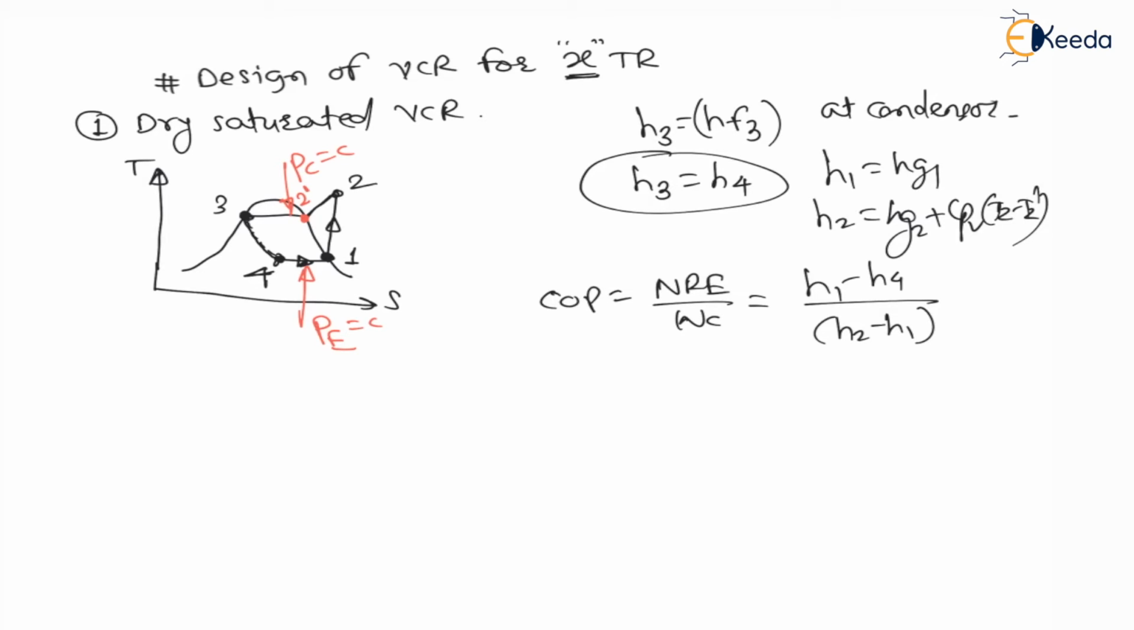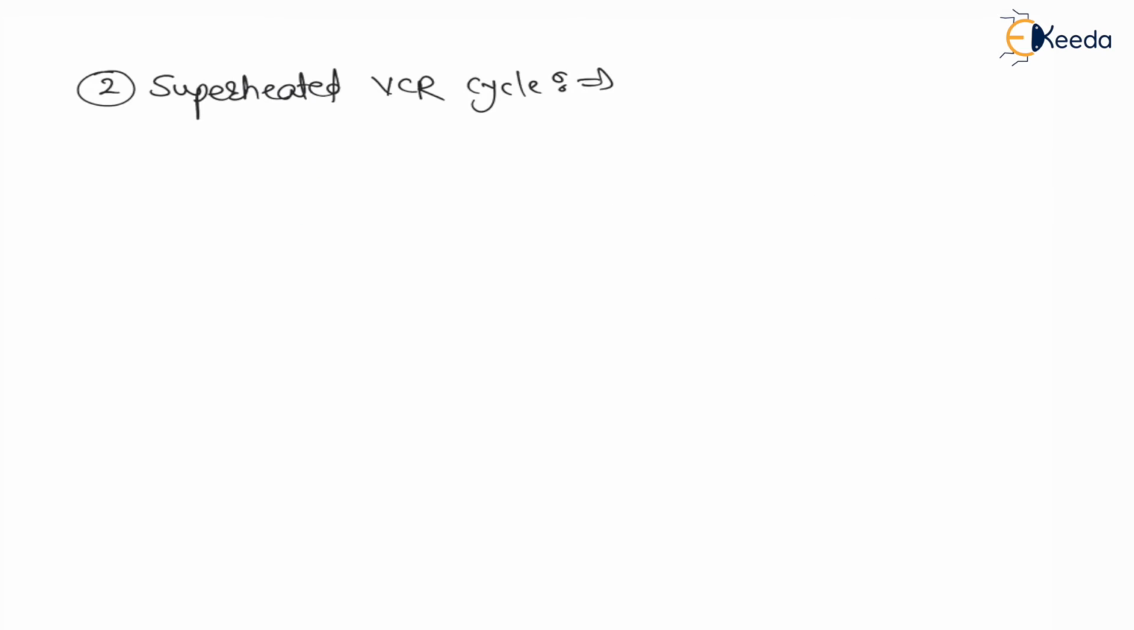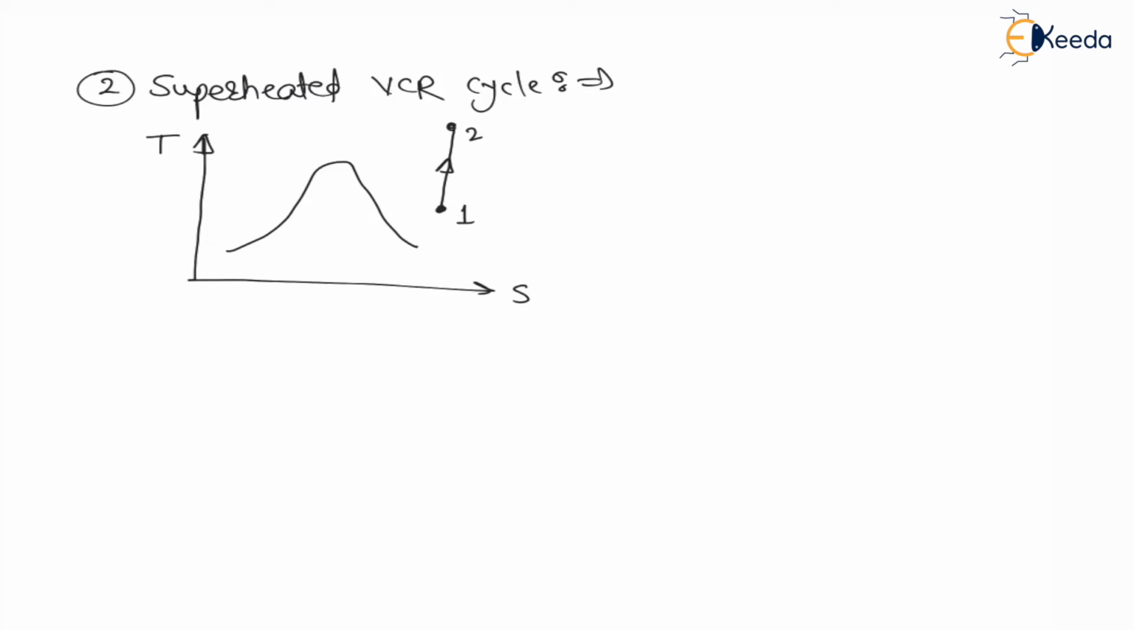Now, if superheated VCR cycle is given, then let us understand the design of superheated VCR cycle. In case of superheated VCR cycle, if I draw the temperature versus entropy diagram, then the cycle becomes like this. There will be a liquid vapor dome, and compression starts in superheated state, that is 1 to 2 reversible adiabatic compression. 2 to 3 is constant pressure heat rejection in condenser. Therefore constant pressure lines in vapor state are like this, and in liquid plus vapor state during constant pressure temperature also remains constant.